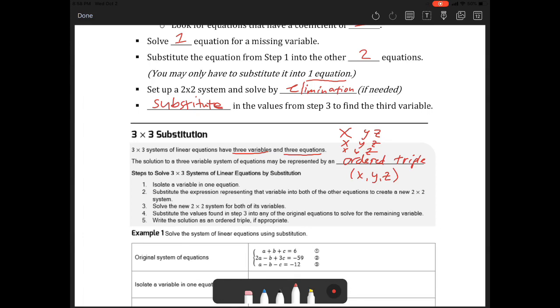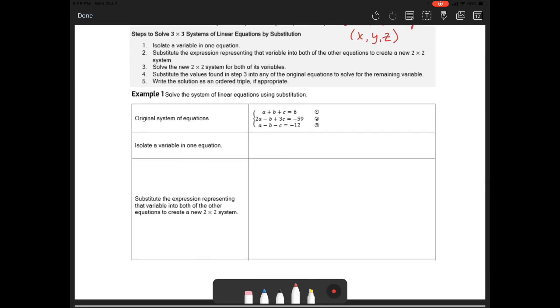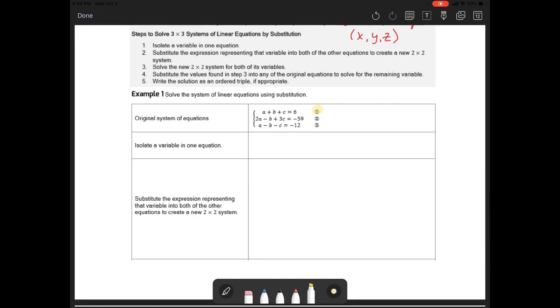So here are our steps to solve 3 by 3 systems of linear equations by substitution. We have our original equations. We have a plus b plus c equals 6. It's our first equation, that's why we have a little 1 over here. Then we have 2a minus b plus 3c equals negative 59. That's our little 2. Then we have a minus b minus c equals negative 12, and that's our little 3 over here.